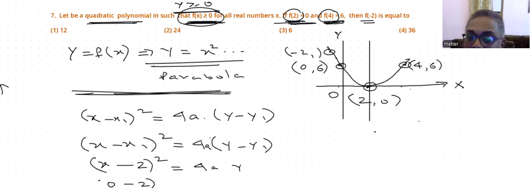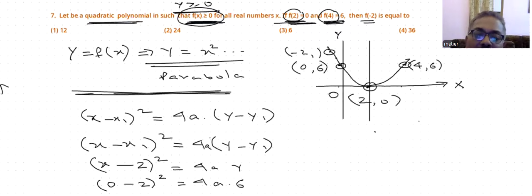No, a is not 1. Good, good, good. A is not 1. That's why I wanted to keep a with us. Initially, I eliminated it, but finally, it is there with us. You cannot eliminate until and unless there is a clue. So y is 6 here.